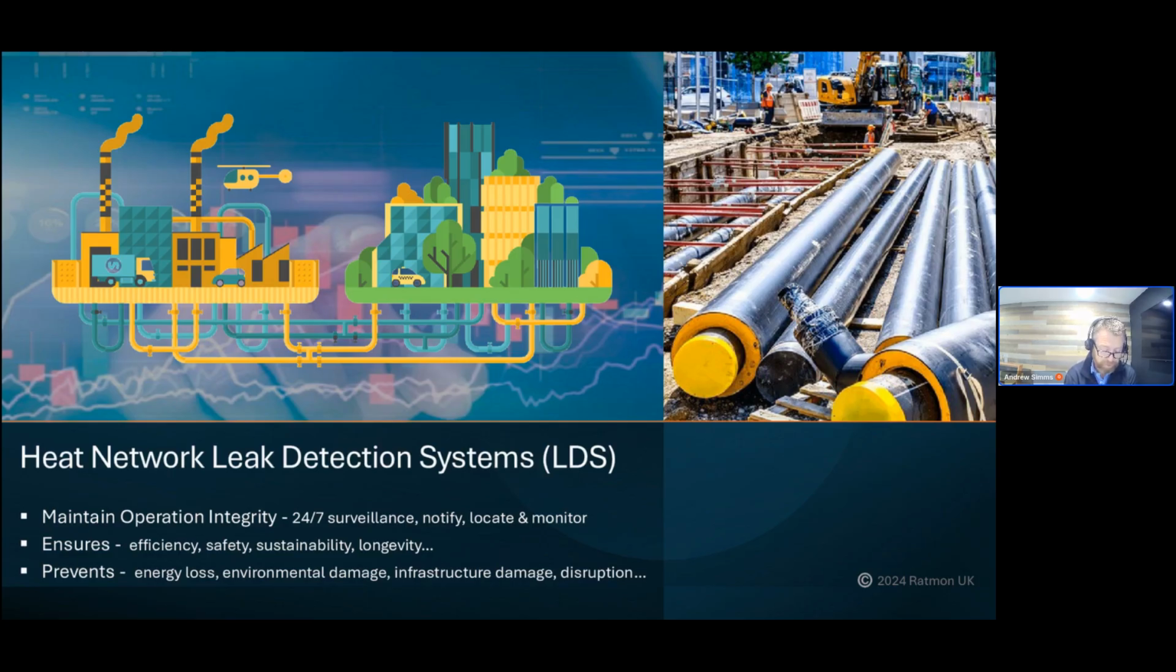4, sustainability, reducing waste and environmental impacts such as emissions or water loss. 5, infrastructure longevity, extending the lifespan of the network and reducing the need for costly repairs or replacements. Without leak detection systems, these networks are exposed to risks such as energy wastage, infrastructure damage, and customer dissatisfaction caused by supply interruptions. Leak detection systems are not just an operational enhancement, they are a necessity for reliable, sustainable, and customer-focused heat networks.